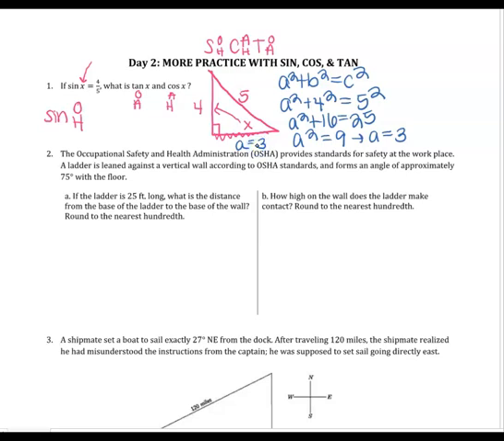Okay. Now, like we said, if I want tangent of the angle, that's going to be opposite over adjacent. So our opposite side is 4, and our adjacent side, which we just found, is 3. So tangent of x must be 4/3. If I want cosine of x, that's an adjacent over hypotenuse, so that would be 3/5. All right, and that's question 1.